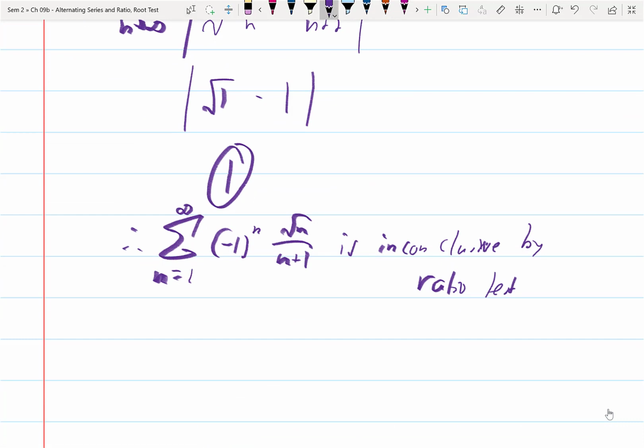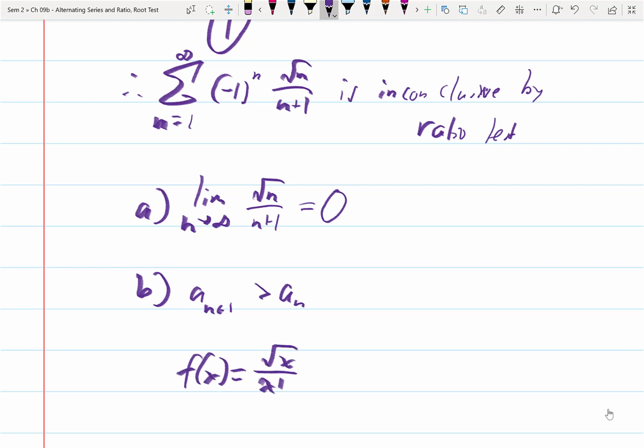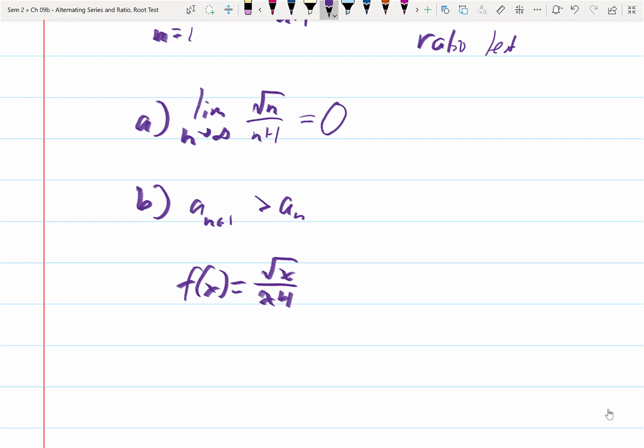So let's check the alternating series convergence test. To do that, I'm going to reverse this and check that the limit as n approaches infinity of root n over n plus 1, where the denominator degree is bigger than the numerator degree, is 0. Then I'm going to check that the terms themselves decrease, that a sub n plus 1 is less than a sub n. I'm going to check that with the derivative. We're going to let f of x equal root x over x plus 1, and I'm going to do f prime.